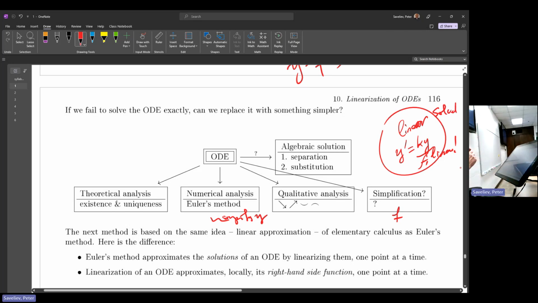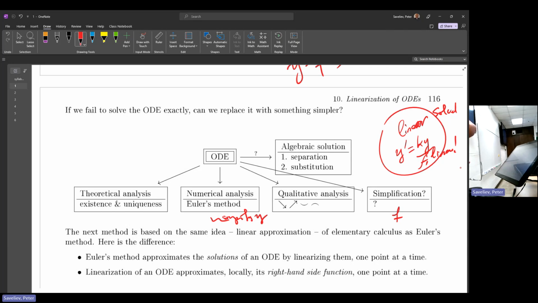The linear differential equation has been solved once and for all. Remember, it produces the exponential function. So if we can, in a justified, careful, and thorough way, replace our f with its linear approximation, then we're done, because that one has been solved already. So that's the big idea.